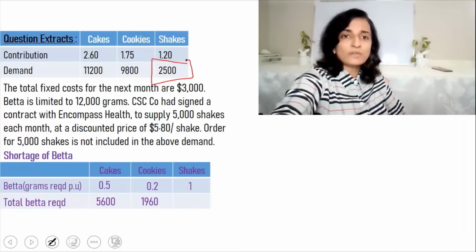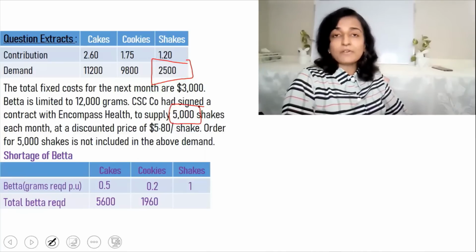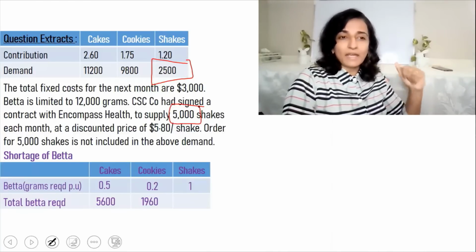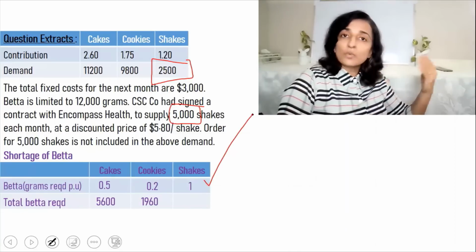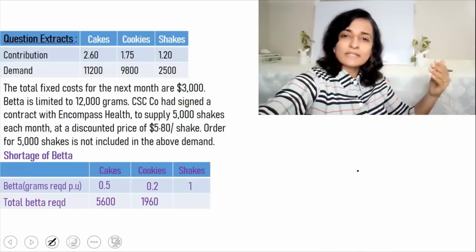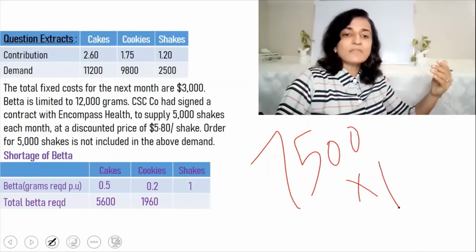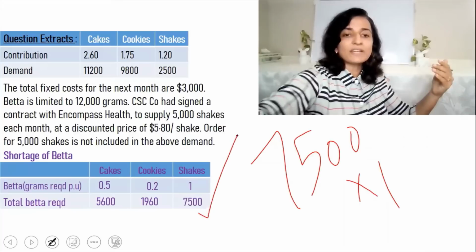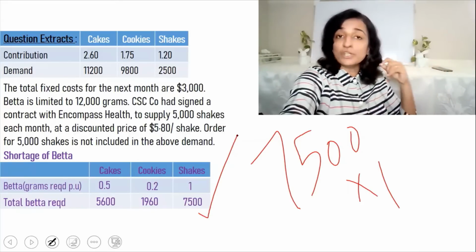Now coming to the last product, shakes. The demand for shakes is 2,500 plus 5,000, or 7,500. And for each shake, 1 gram of butter is required. So what is the total butter which is required? It is 7,500 into 1, which is 7,500 grams. So that is how I got the butter which is required for each product.